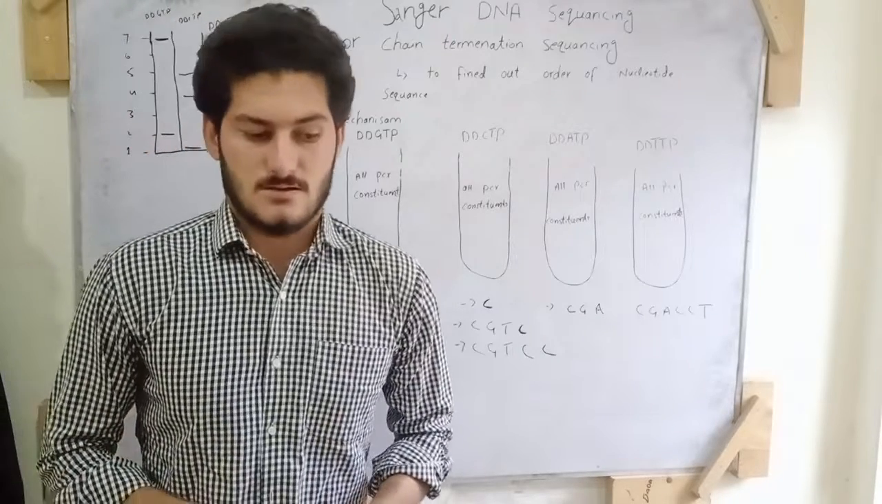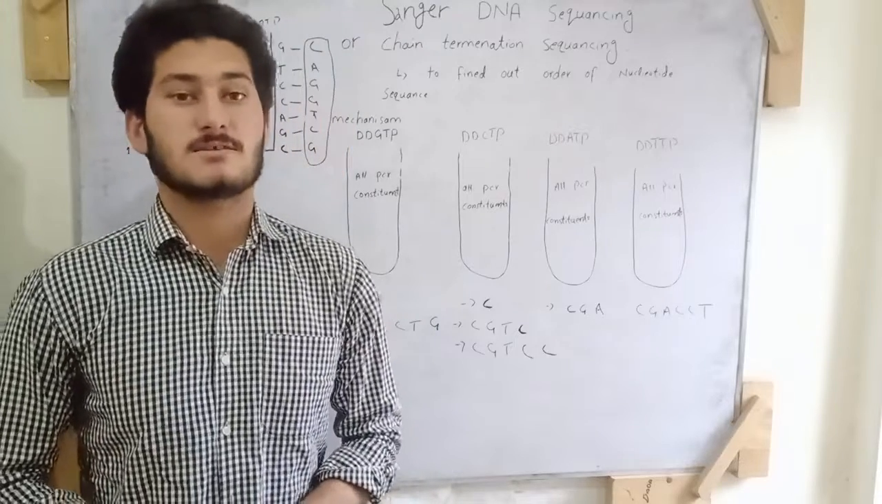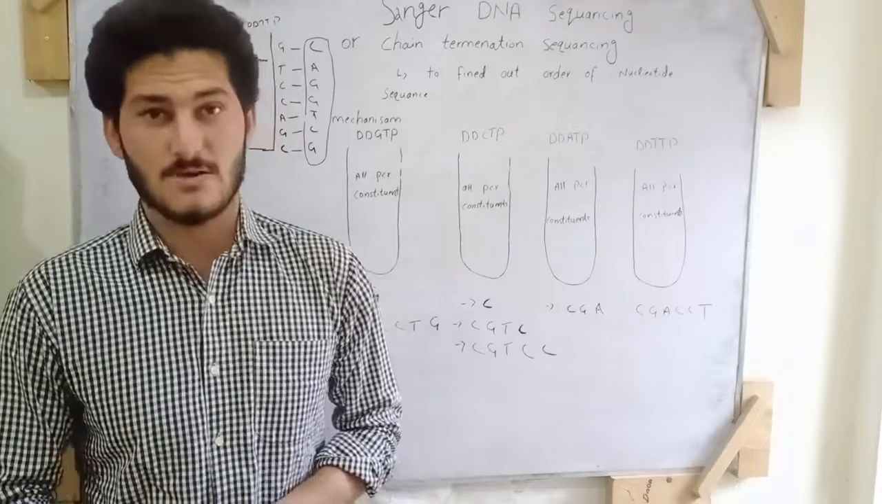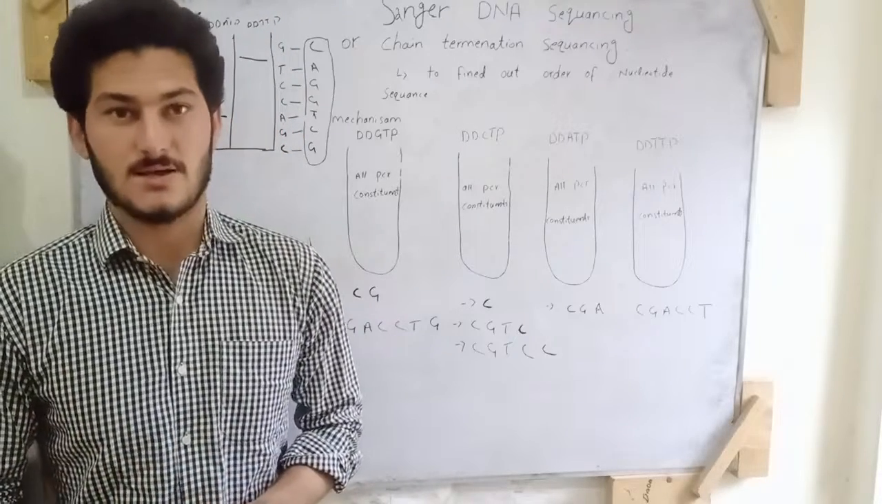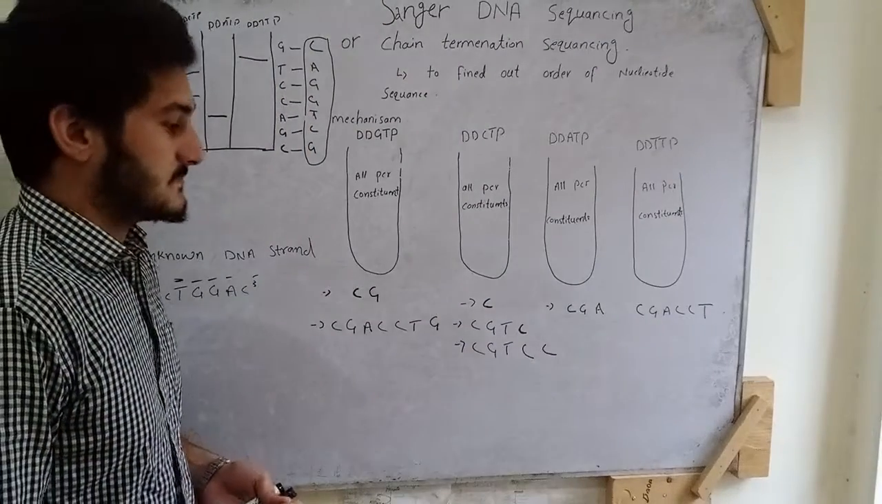First of all, we define what DNA sequencing is. DNA sequencing is basically a process in which we can find out the order of the nucleotide sequence. So let's start the topic.